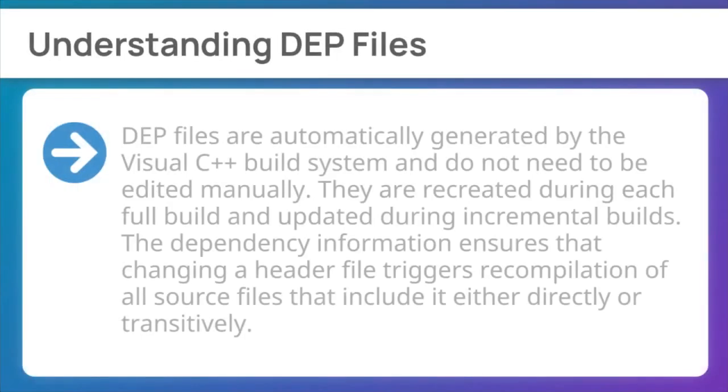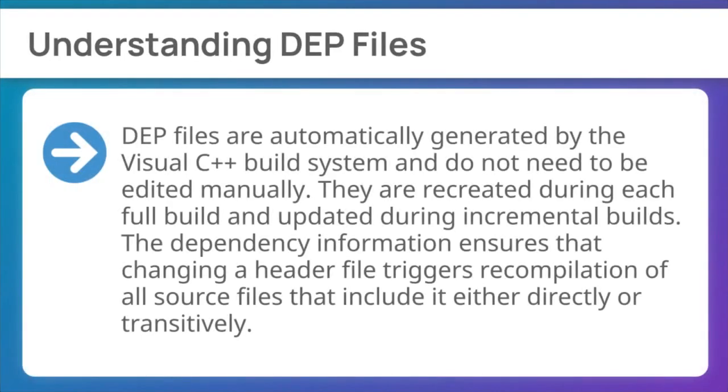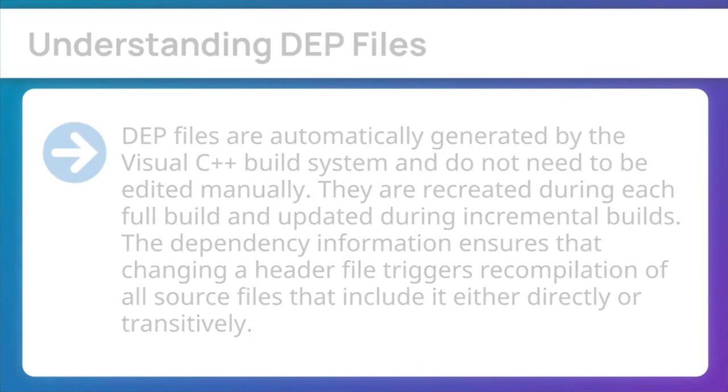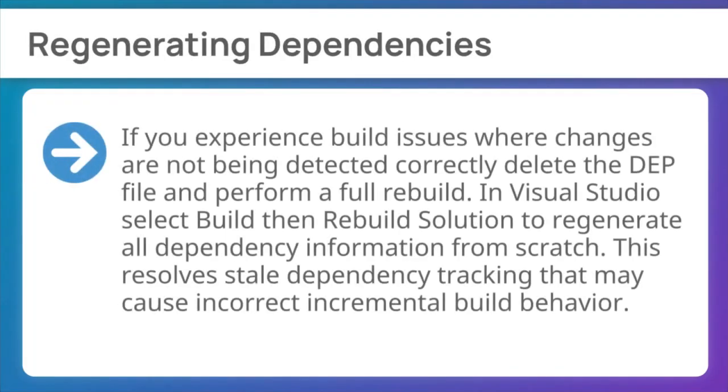First, understanding DEP files. DEP files are automatically generated by the Visual C++ build system and do not need to be edited manually. They are recreated during each full build and updated during incremental builds. The dependency information ensures that changing a header file triggers recompilation of all source files that include it either directly or transitively.